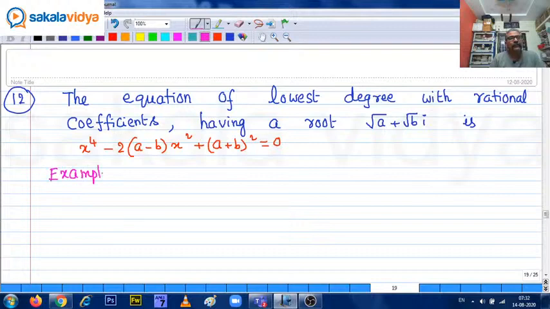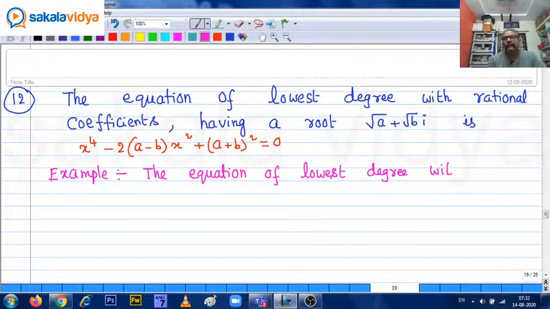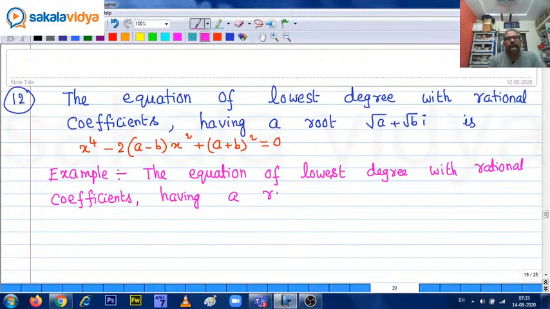These examples are very important. Okay. The equation of lowest degree with rational coefficients having a root 3 plus root 2i is... That means now let us proceed for the solution.